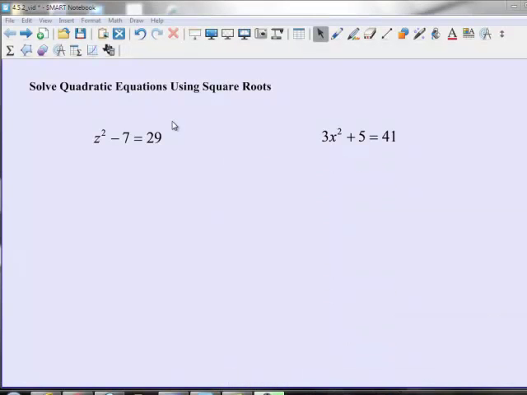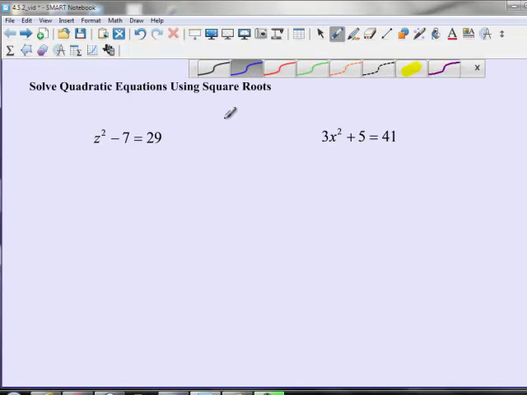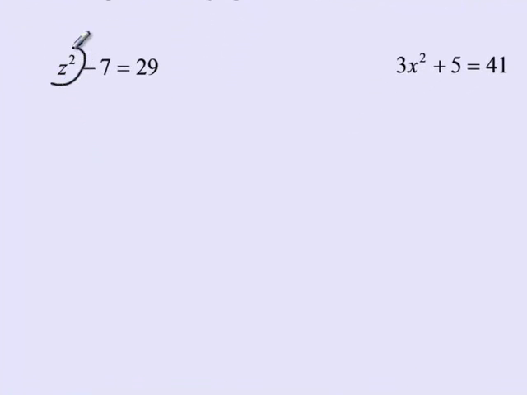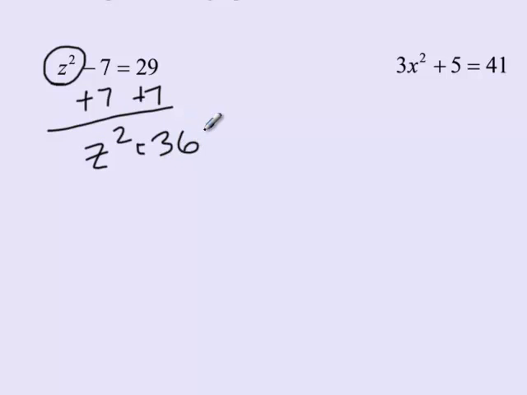So here we go. First couple problems that we have. The first one is z squared minus 7 equals 29, and the key to doing any of these is to go through and get the squared part by itself. Here, the z squared is our squared term, and there's no other z term, just the constant term and the squared term. So I want to get that squared term by itself. I'm going to add 7 to both sides, and I'm going to get z squared equals 36.